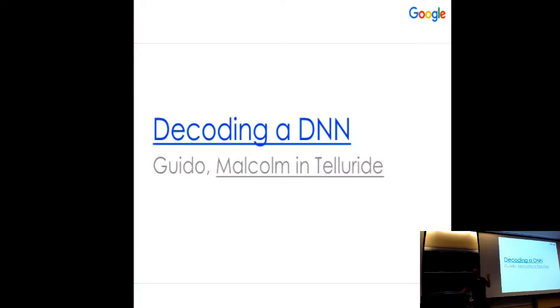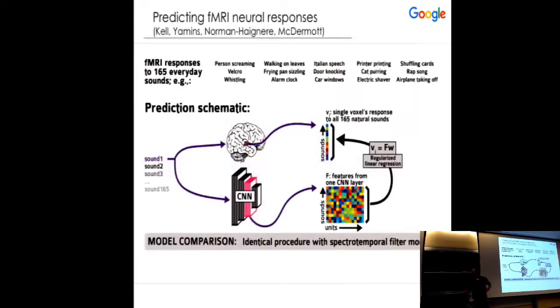This was an effort that Guido and I did in Telluride the last 4 or 5 days. And it was mimicking an experiment that Josh McDermott and his colleagues at MIT did. This is a picture of their slide from their ARO poster, where they looked at fMRI data and tried to correlate it with a deep neural network.